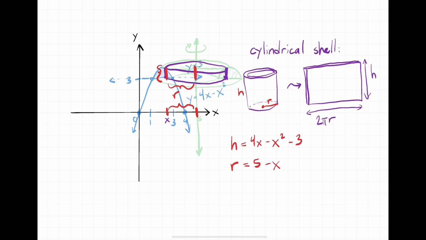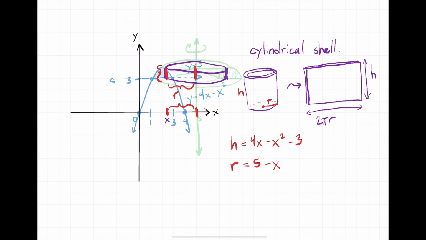You need to make sure that you are doing your subtraction in the correct order so that you get a positive result, because all of the x values that we are going to use for our integral are between 1 and 3. They're all less than 5, which means this radius is always positive.